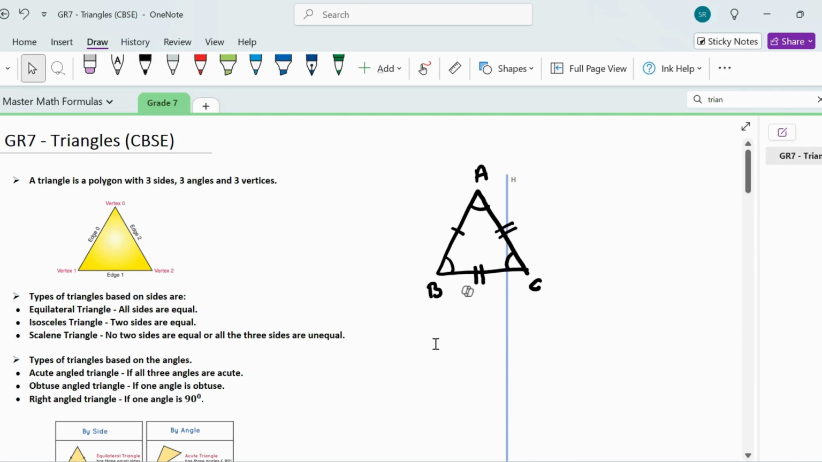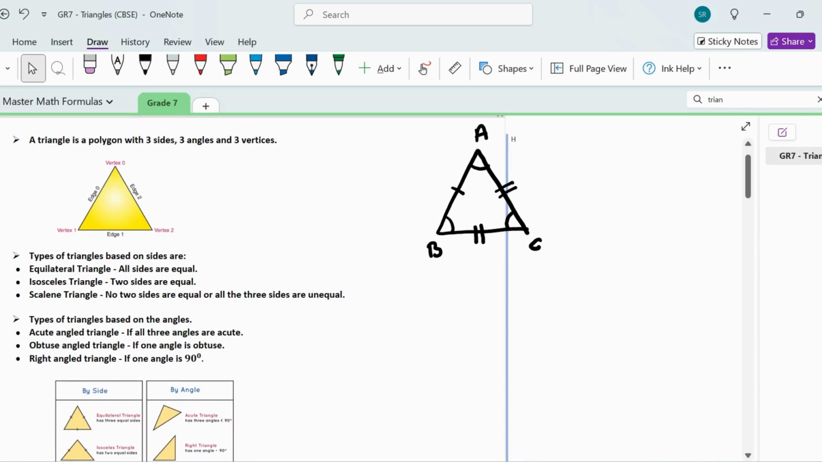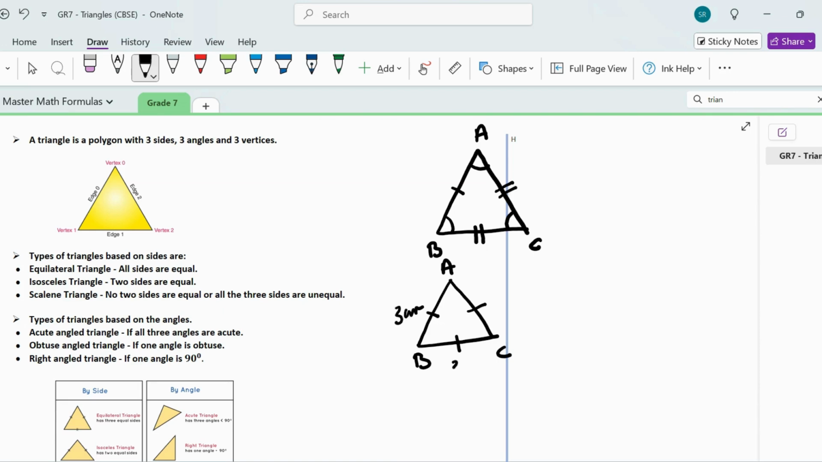Now let's move on to the types of triangles based on the sides. Now what is an equilateral triangle? If in a triangle ABC, all the three sides measure the same, AB is equal to BC is equal to AC, for example, all the three are 3 centimeters, then such a triangle is called an equilateral triangle.